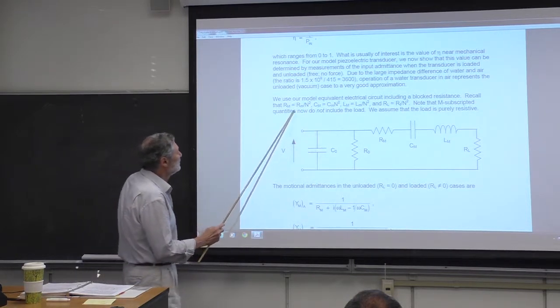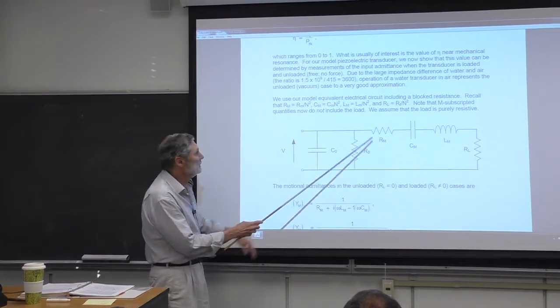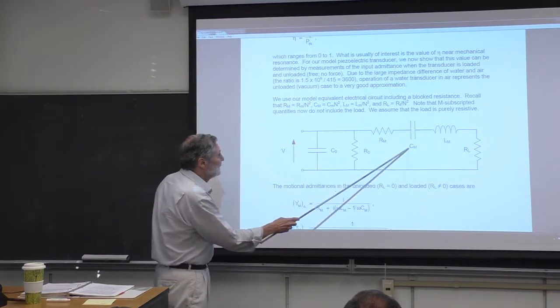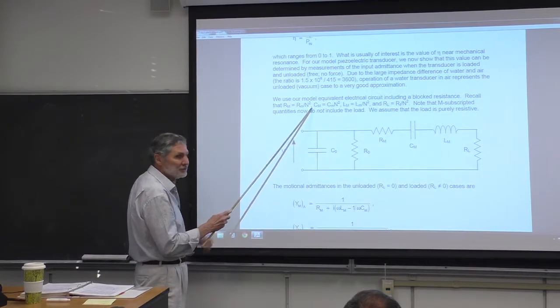This is not going to be really important for us. Remember, these are motional, and this is fully electrical here when you see something like this. So these electrical values are connected to the corresponding mechanical values by the so-called turns ratio, that N here.